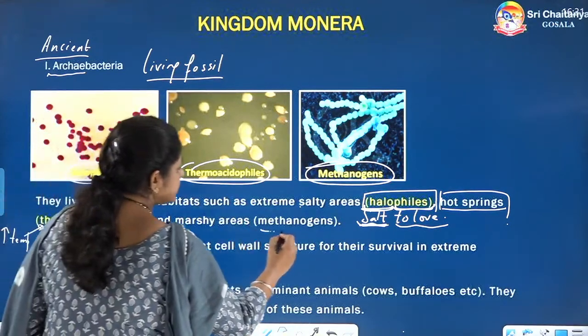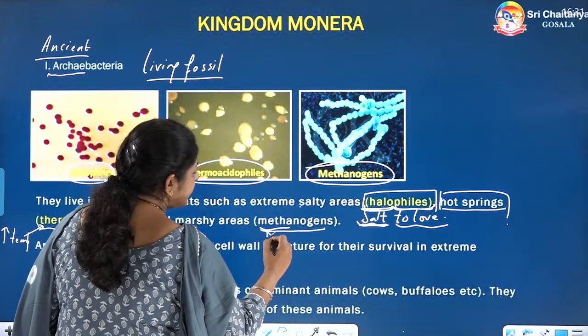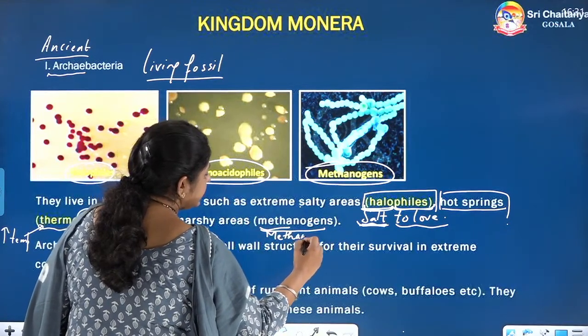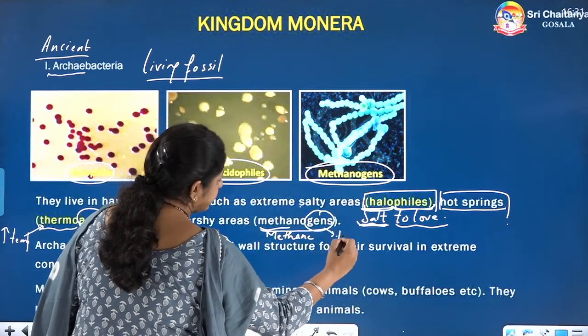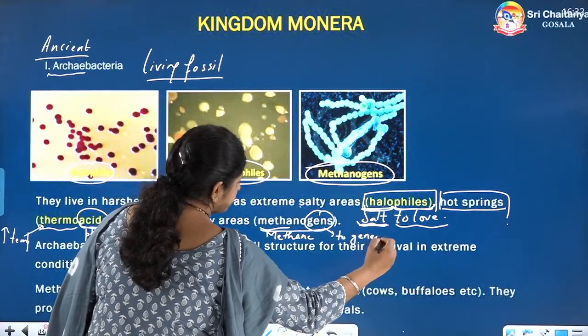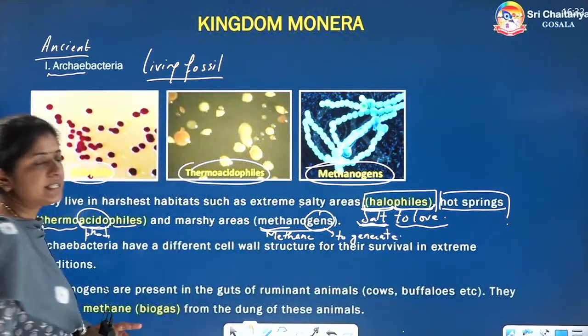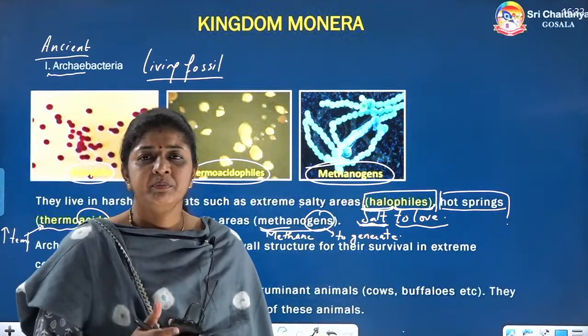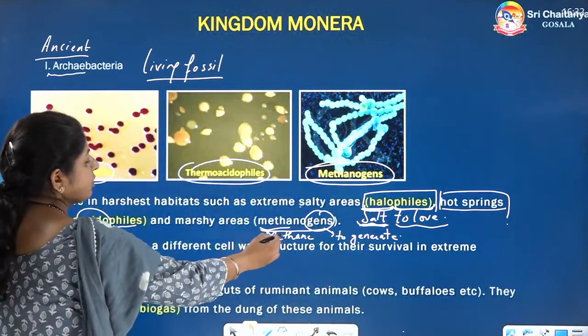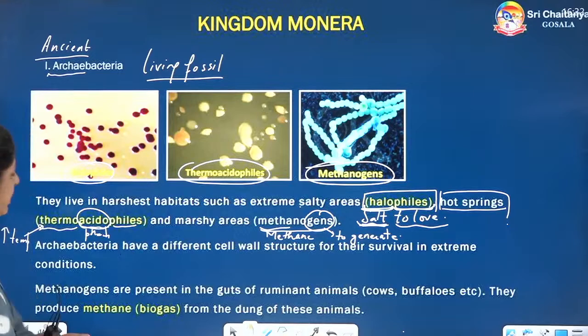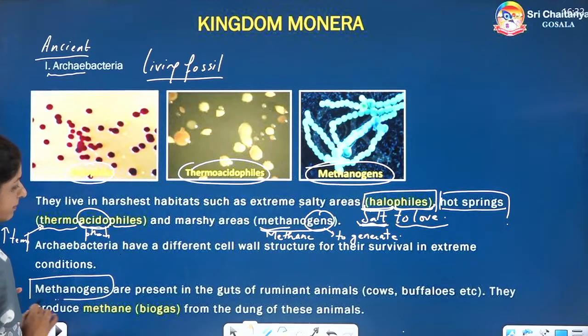Then methanogens. Methano means the methane gas. Gens means to generate, right? So these are such type of Archaebacteria which help in the production of the methane gas, right? So this description they have given over there. And a very important point here, where these methanogens are present.